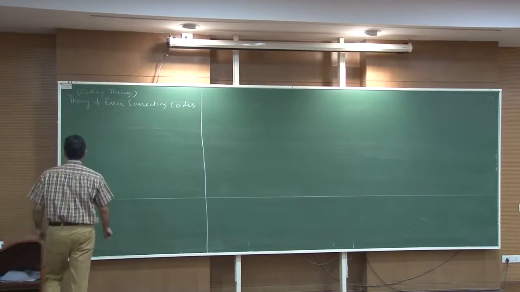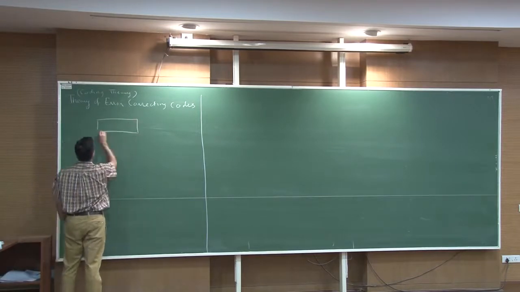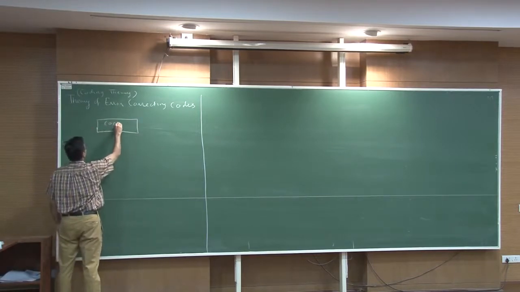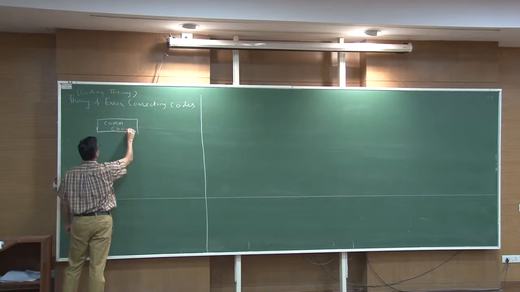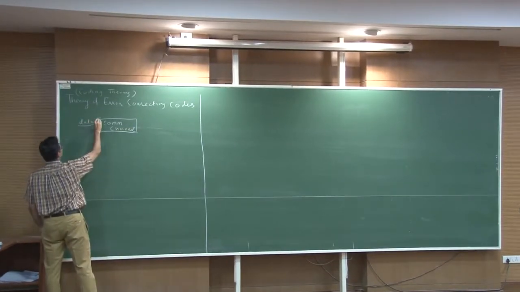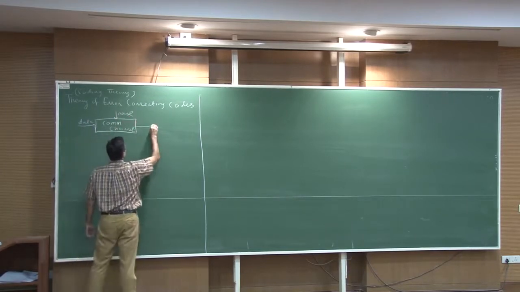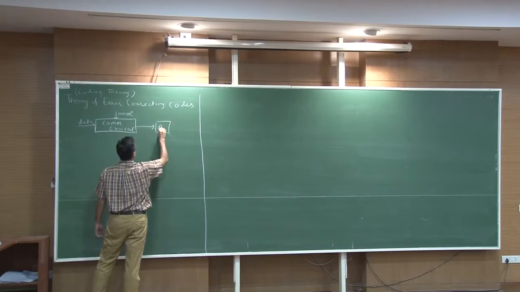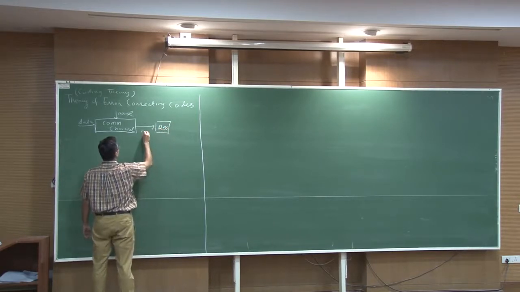So here is the basic setup. You have an abstract communication channel. It can take various forms, and some data is being transmitted and some noise is entering. And you have a receiver who's getting corrupted data.